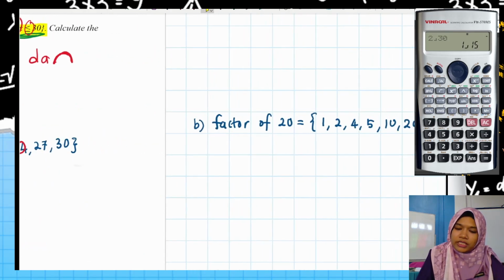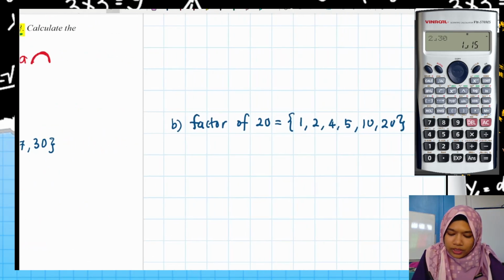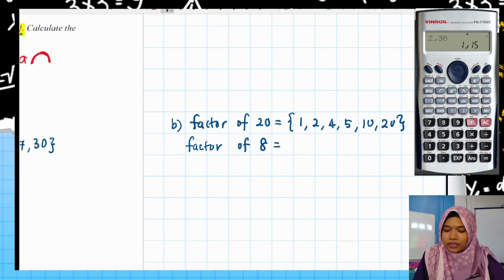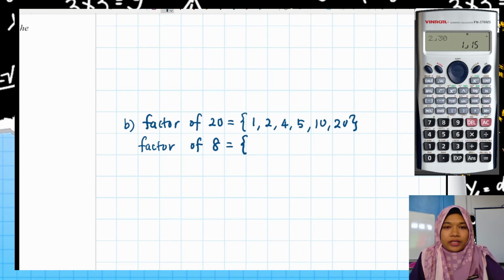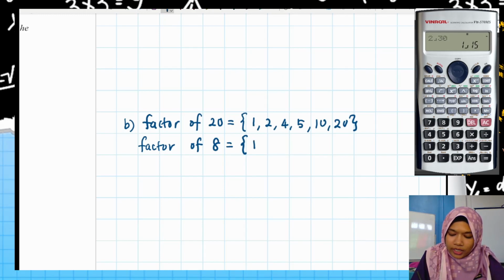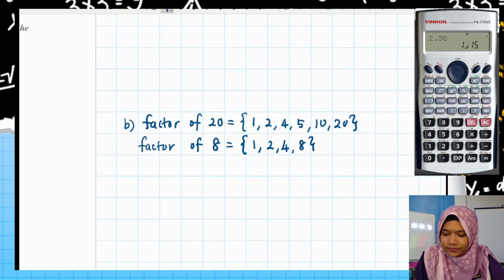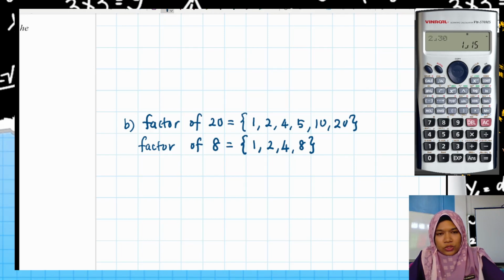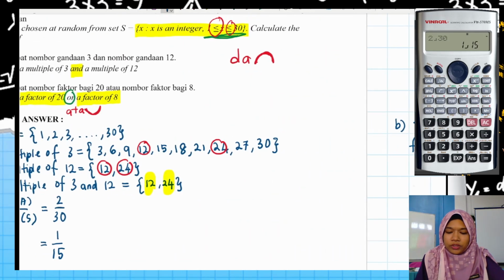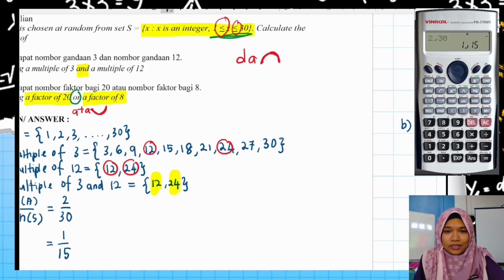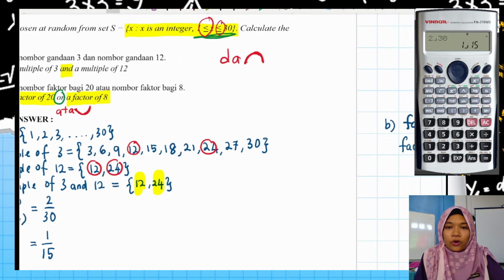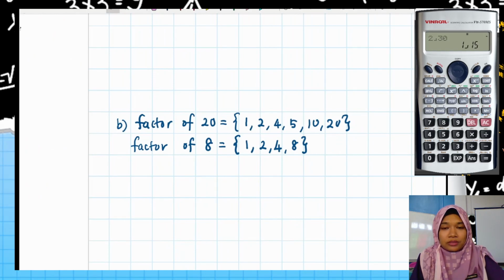Factor of 8. So you list out the factors of 8. What are the factors of 8? Factor, bukan multiple. Okay, factor of 8: 1, 2, 4, 8. Alright. So, and then you want to list the intersection or union? You have to list the union. Combine all the events. Campur terus semua elements.